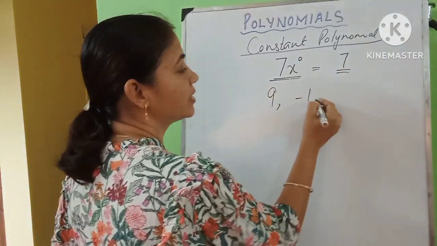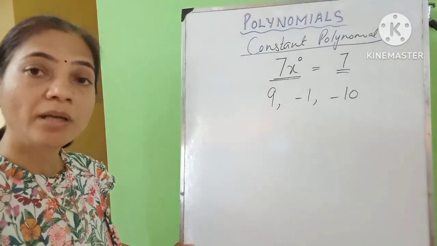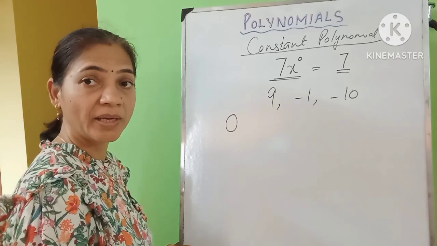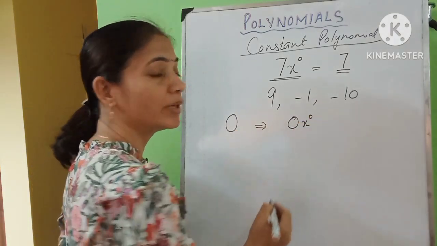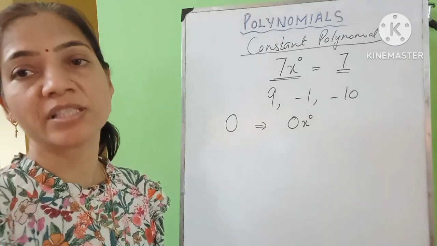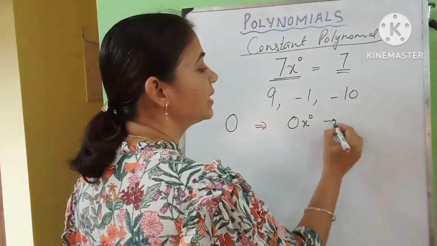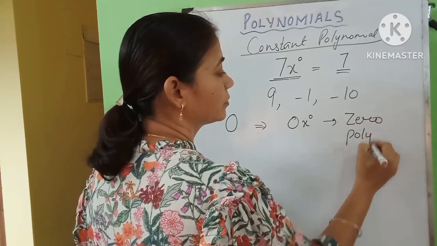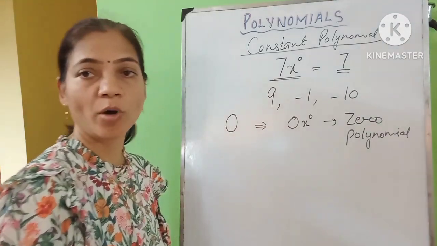9, minus 1, minus 10, these all are constant polynomials. Now the question arises, what about 0? Is it a constant polynomial? Because 0 also can be written as 0 x to the power 0. Yeah, it is also a constant polynomial. It's a constant polynomial which is also known as the 0 polynomial. It's a 0 polynomial.